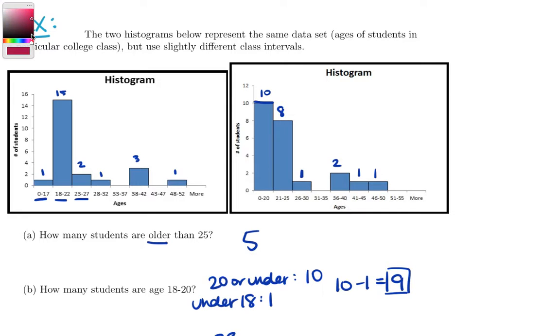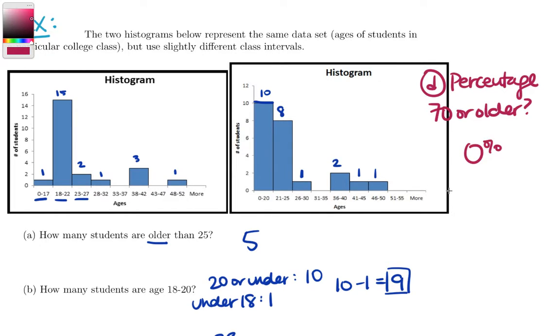All right, so question D that we're going to answer, what percentage are 70 or older? So either graph is going to give us that answer. So here we see the oldest class interval we have students in is going up to 52. There are none older than 52. Here we see there are none older than 50. So none means 0%.